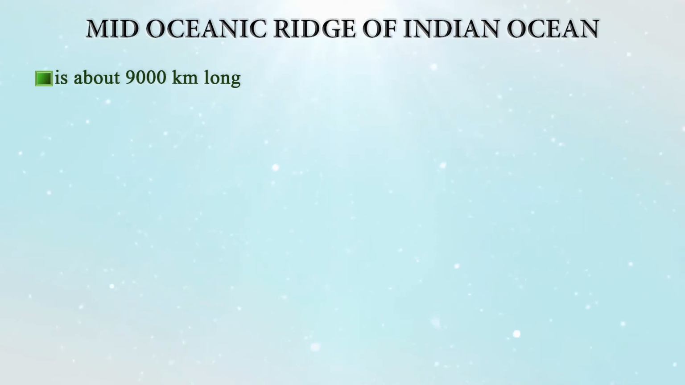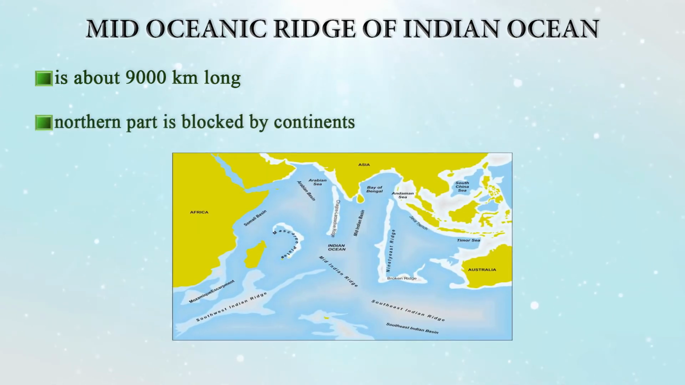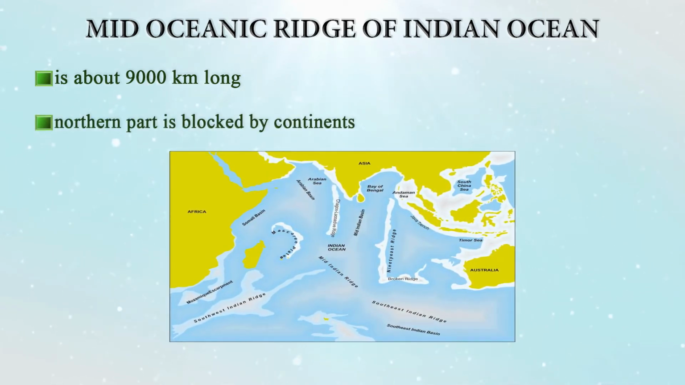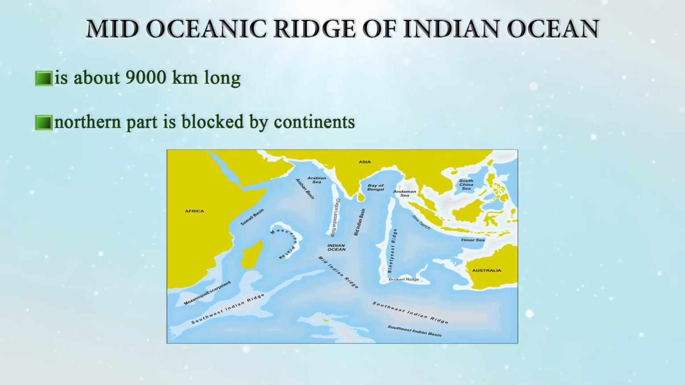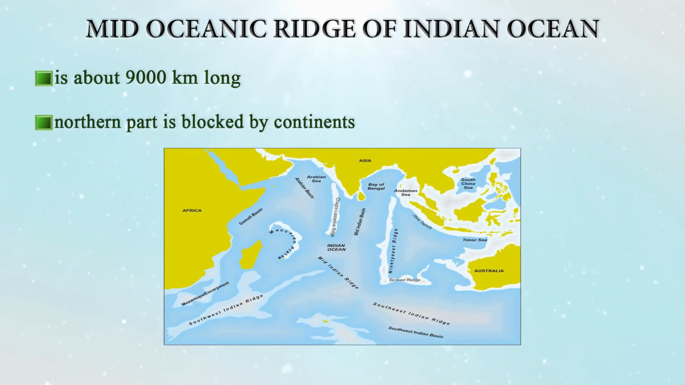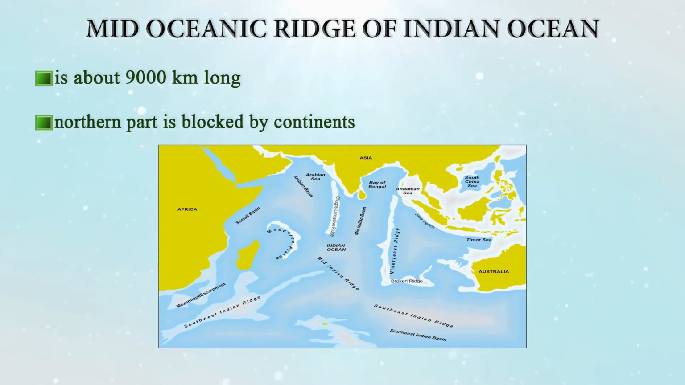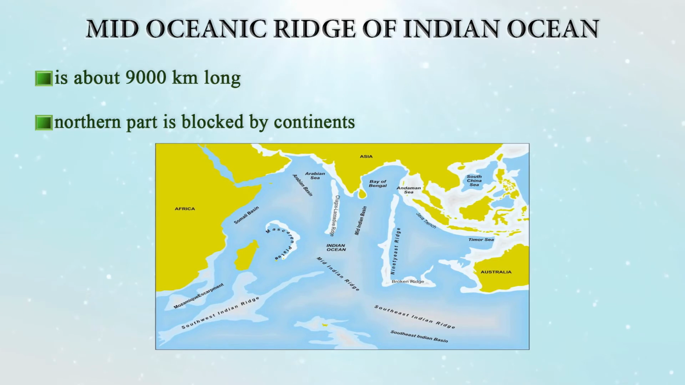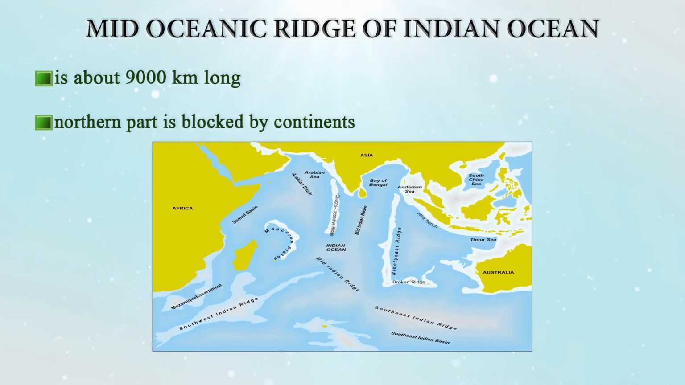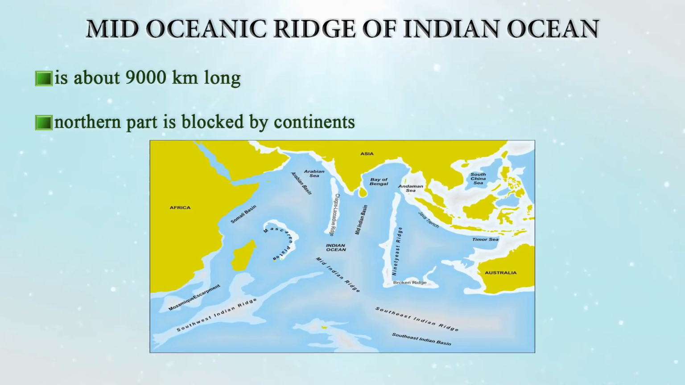Now coming on to the most important part, that is the mid-oceanic ridge of the Indian Ocean. It is about 9,000 kilometers long, so it is shorter compared to the Atlantic Ocean, and since the northern part is blocked by continents, it is not touching the two ends of the meridian like it happened in the Atlantic Ocean. The ridge is relatively wider and is not sharply turned into an S shape like it used to be in the Atlantic Ocean.